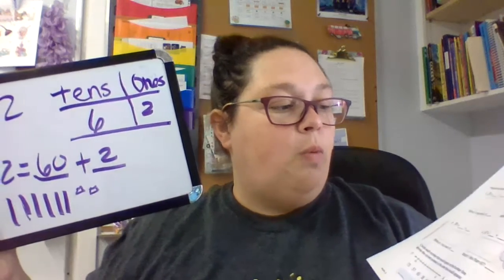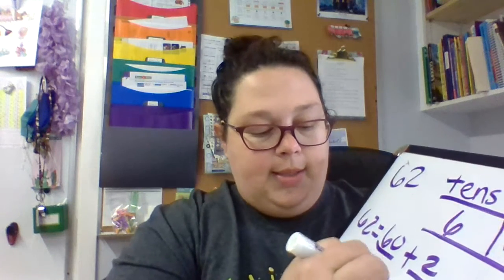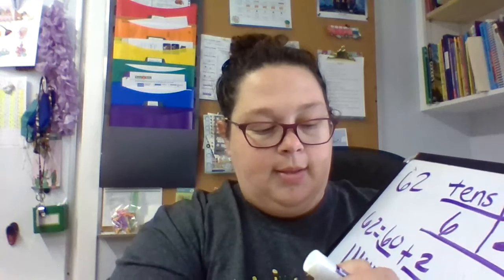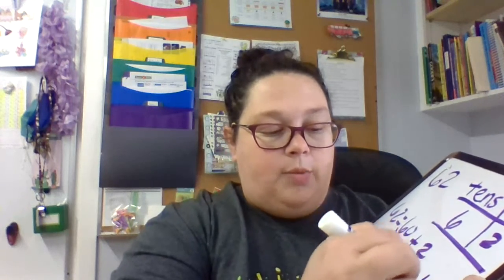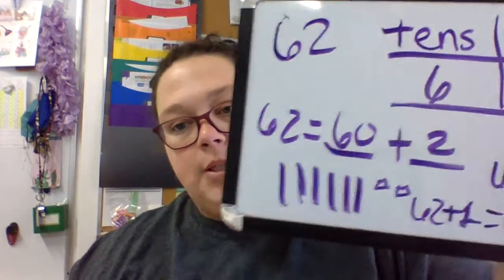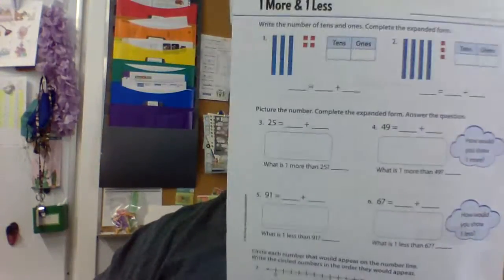So how would you show one more? So if I had 62, what's one more than 62? One more is going to be 63. And then how would I show one less? So 62, subtract 1 equals 61. So that's what you would be doing here. It's going to ask you these questions. Just fill in the blanks, figure it out.